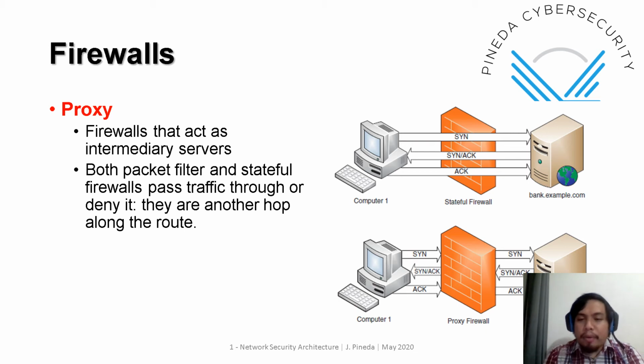And then we have proxy firewalls that act as intermediary servers. Both packet filter and stateful firewalls pass through or deny traffic, but a proxy is another hop along the route. There are different techniques to detect whether you have reached the proxy or not. And then upon reaching the proxy, you can also check if you can pass through based on the policies that they have implemented.